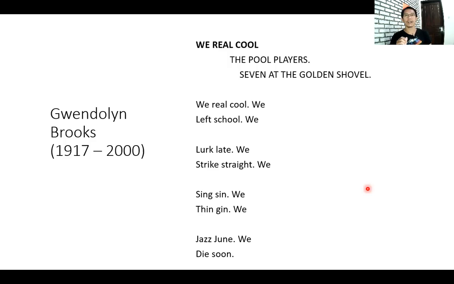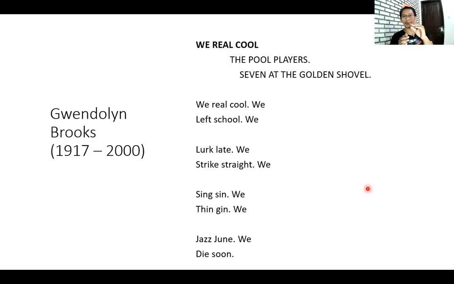And the second thing we can use to infer the tone of this poem is the sentence structure. What do you think the sentence is like? Here, "We real cool." If you learned grammar one or grammar two, you know that this is not grammatically correct, right? We can only say "we are really cool." But if you go out there in, I don't know, Chicago probably, and you hang out with certain groups of people, probably African American, as we know that Gwendolyn Brooks is an African American writer, then this is the common language that people use over there. We real cool. We left school. We lurk late. We strike straight. We sin, we thin gin, and so on.